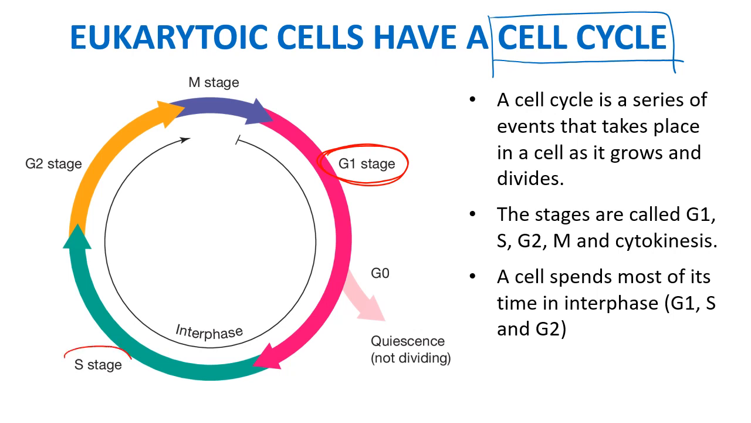Then it has the S stage, and S is the synthesis. G2 is more growth. Then we have the M, which is mitosis, you might remember from last year. And then it doesn't show it here, but we have cytokinesis is the last stage.